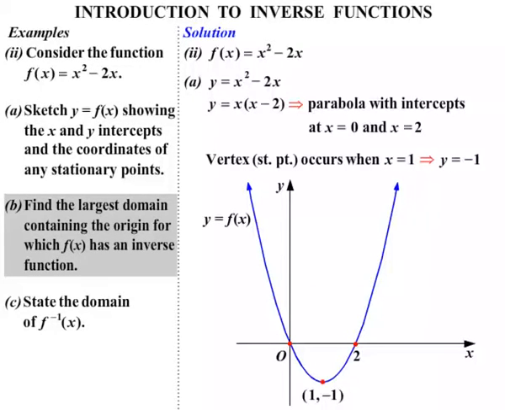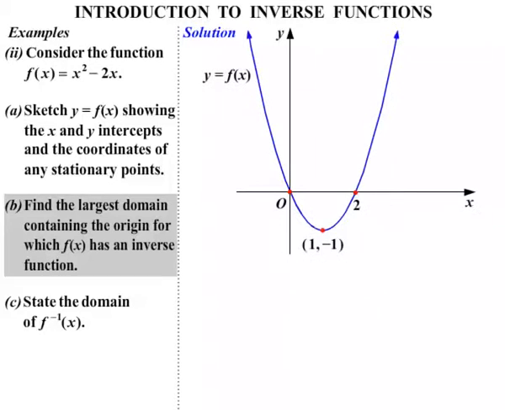Now part B, we need to find the largest domain containing the origin for which f of x has an inverse function. Alright, let's just move some things around a bit so we've got a bit more room. Now if I draw a horizontal line as such, you can see that it is cutting the parabola in two spots. Now for the function to have an inverse function, it can only have a horizontal line cutting it in one spot only. So we draw another line there, again, cuts it twice, so no good. Keep on moving down, you can see it's going to cut it twice all the time. So we'll need to restrict the domain.